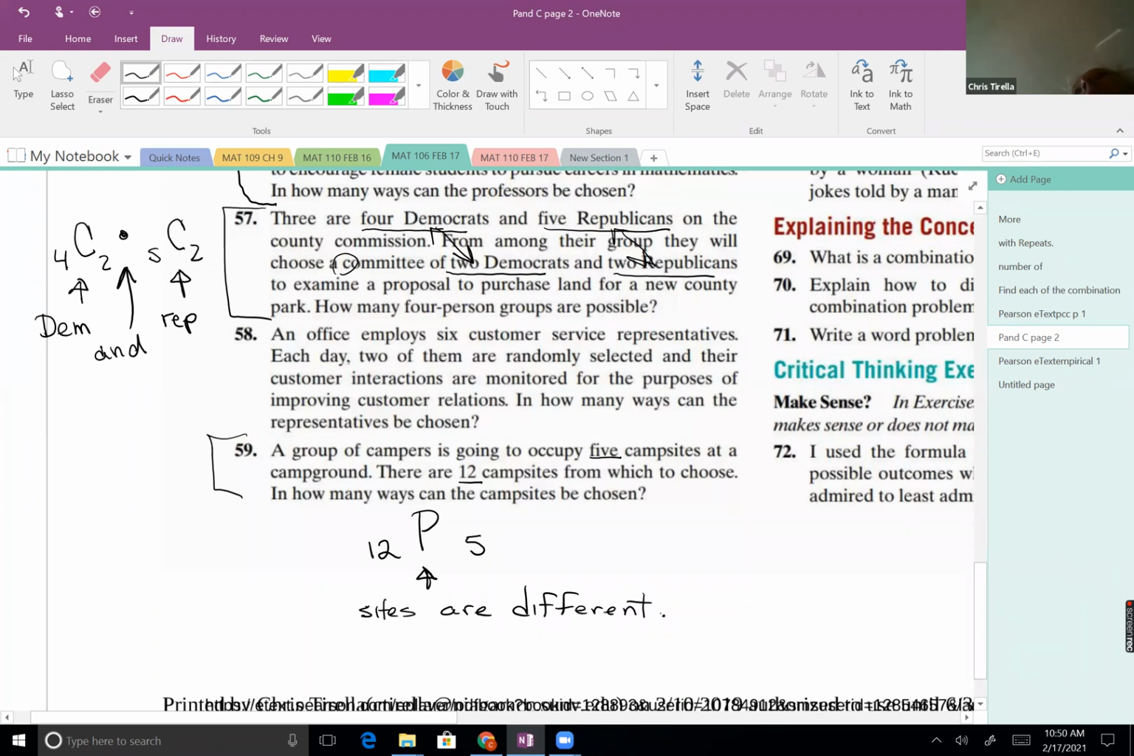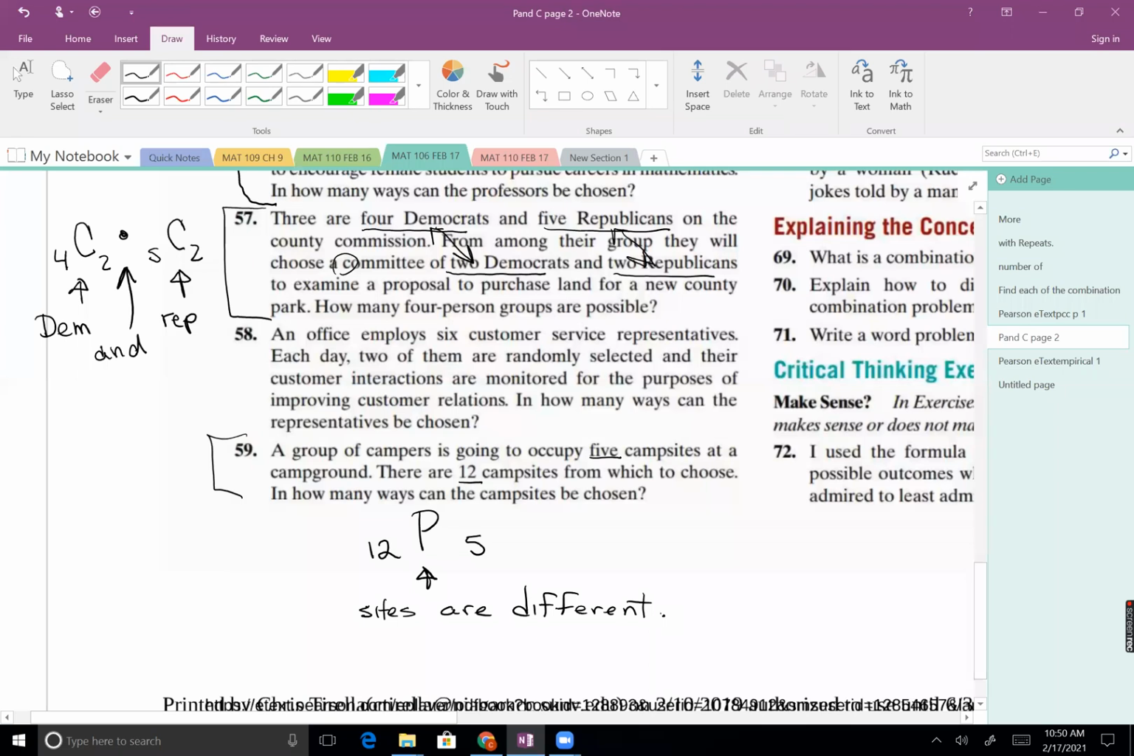Does that make sense? It's kind of like when we were saying we were the director last class and we were picking people for 2 different roles. Because the roles were different, order made a difference. It made a difference to us which role we got. Over here, because the campsites are different, order matters.